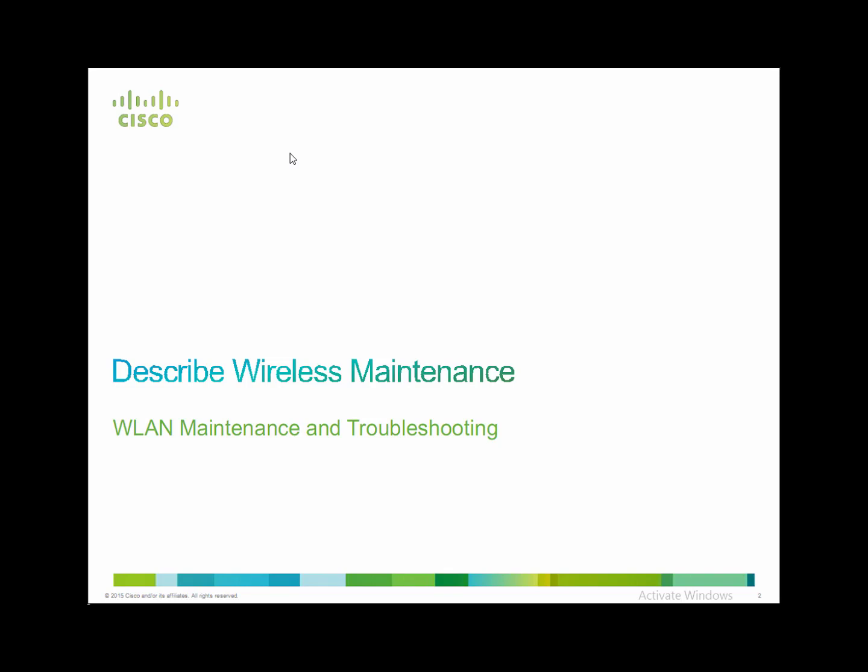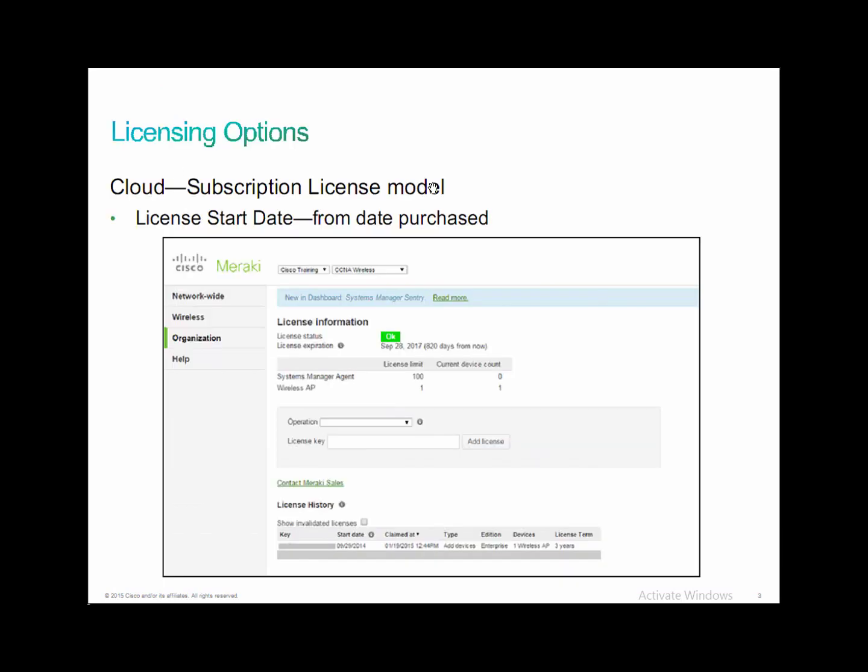So if you take away anything, that's one of the things that I want you to understand, that process. All right. So let's start first by looking at the licensing models, right? Each architecture has its own licensing model, has its own licensing requirements. Cloud licensing is a subscription-based model, right? Licenses have a license start date, and licenses start counting from the date that they were purchased. Not the date they're added to the organization, but from the date that they're purchased. So it's going to be a subscription type model.